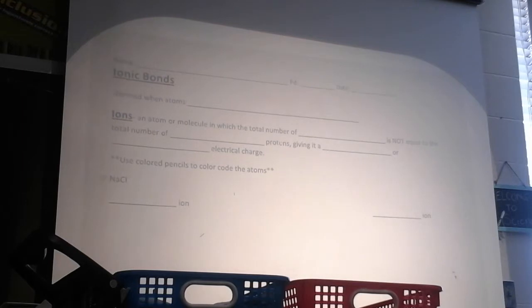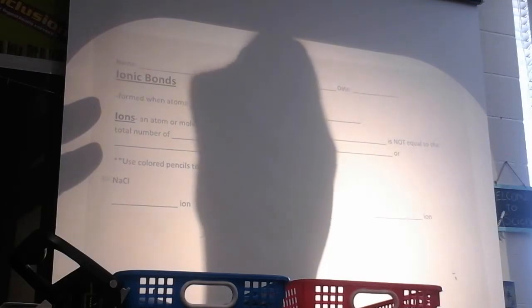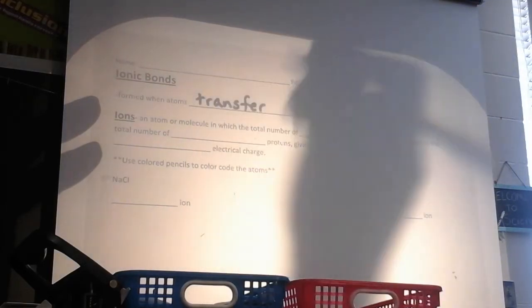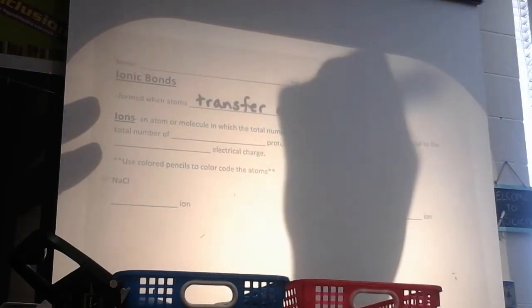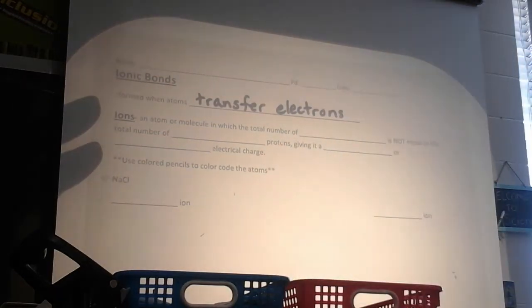Ionic bonds are formed when atoms transfer electrons. Now we are not sharing anymore. We are now transferring the electrons. This means they're either gaining or they're losing electrons.